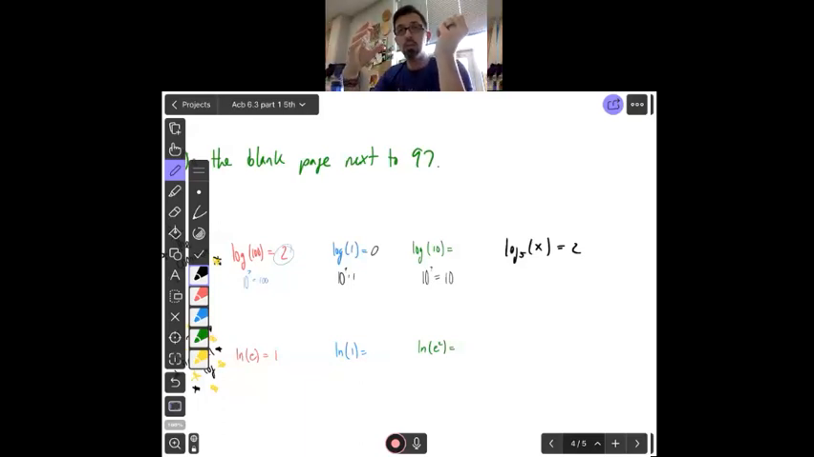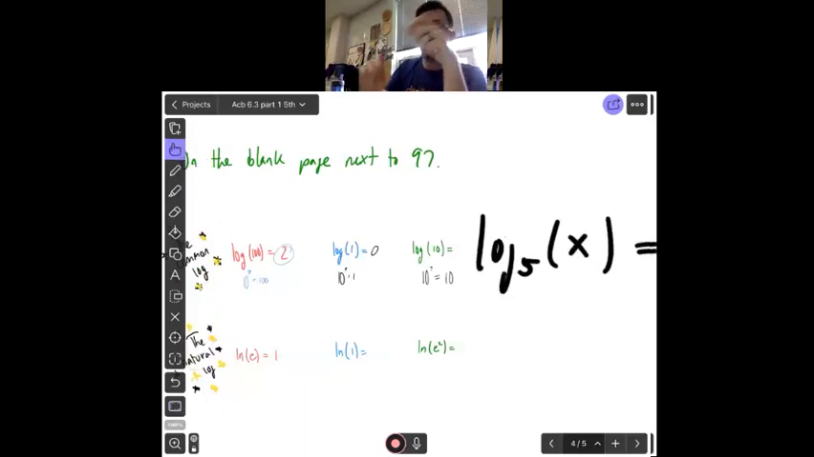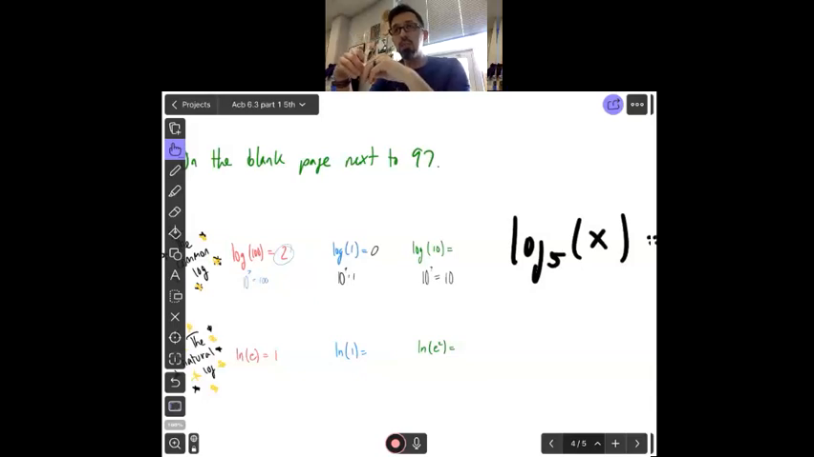Okay? How do you undo a log? You undo a log by turning it into an exponential. And so I don't worry about the whole thing. I worry about that. What does that mean? What does log base 5 of x mean? So Piper, redemption time. What does log base 5 of x mean?